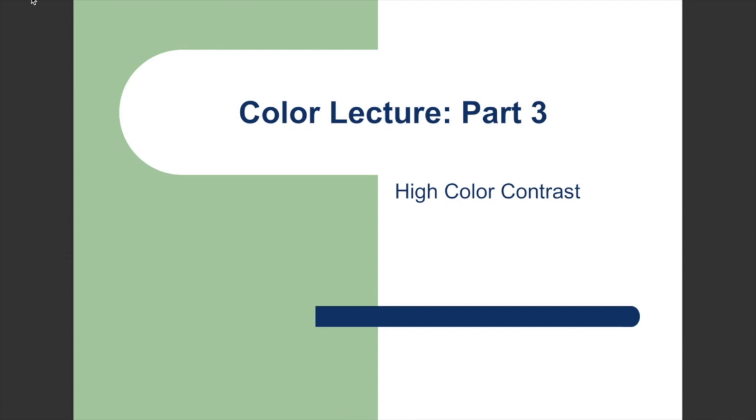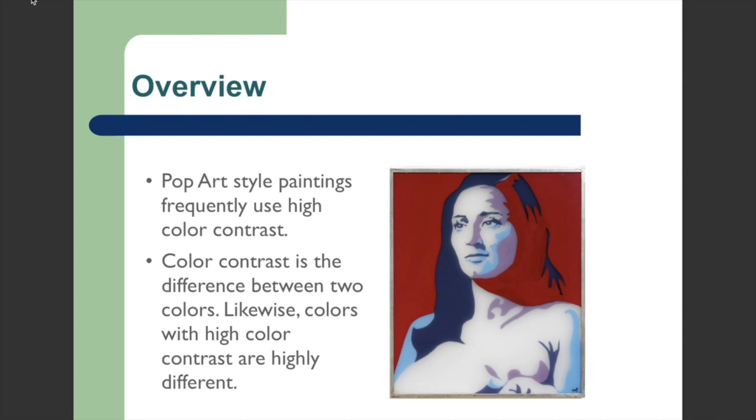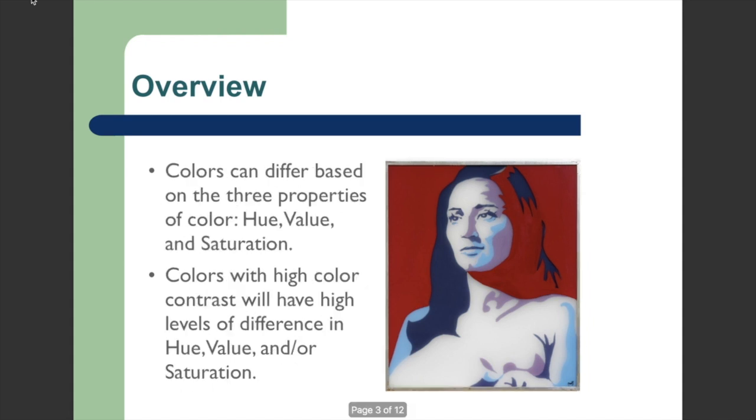Hello class, so I want to talk with you about high color contrast. And high color contrast, in a very simple way, means colors that are highly different. High color contrast was very common in the type of pop art painting that we were learning. And colors can be highly different with regard to their three properties: hue, value, and saturation.